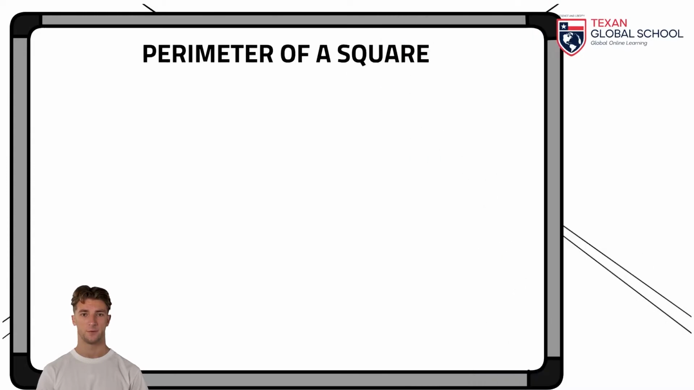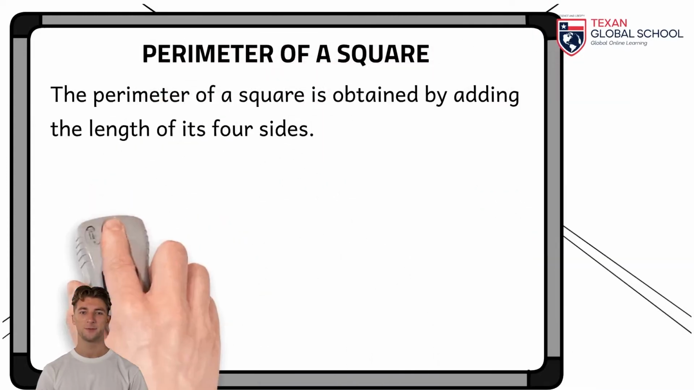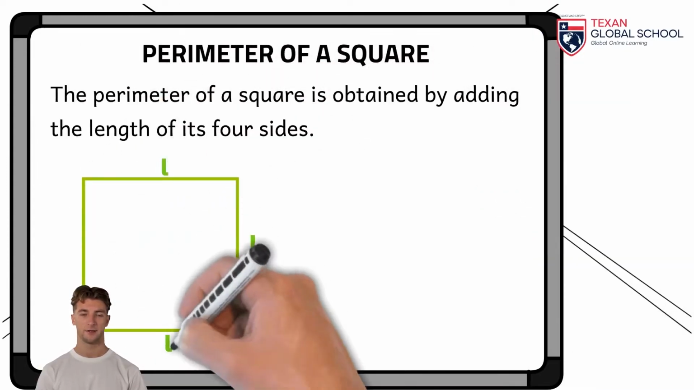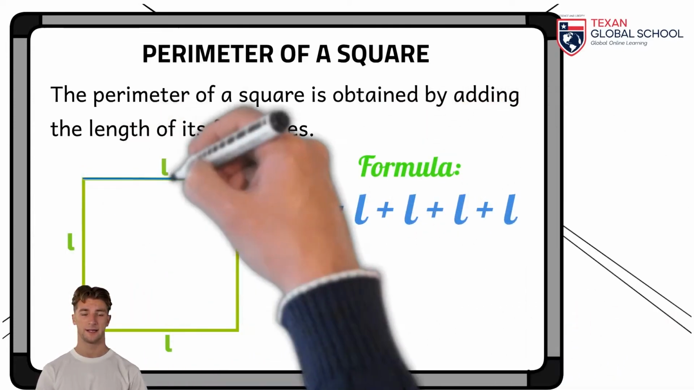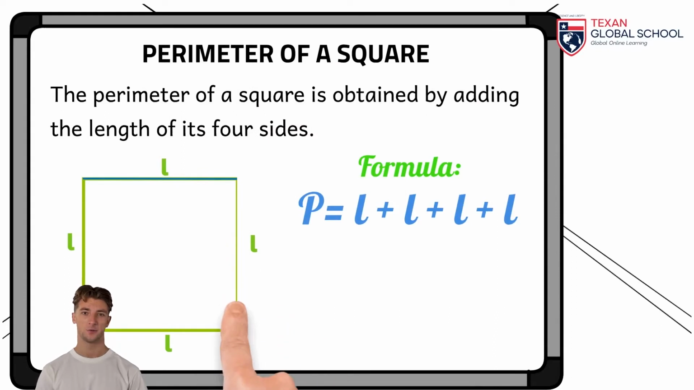There are two important geometric elements in the figures, the perimeter and the area. The perimeter of a square is obtained by adding the length of its four sides. The formula shows that we can simply add each side. In this way, we will obtain the length of the contour of the square.